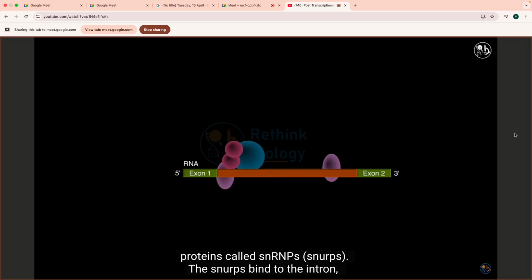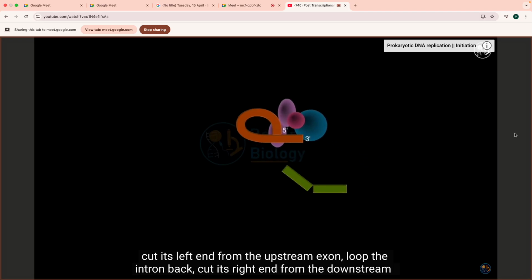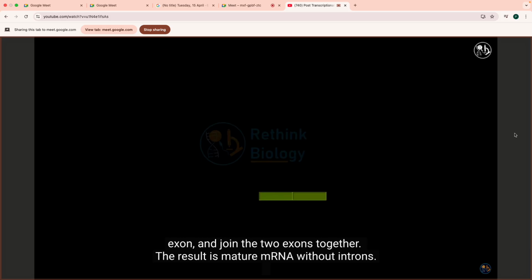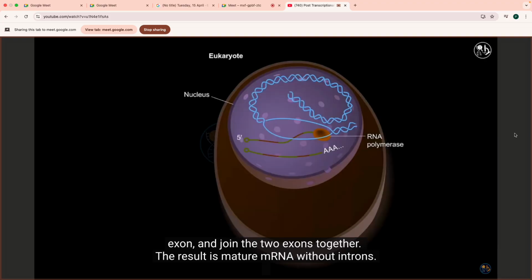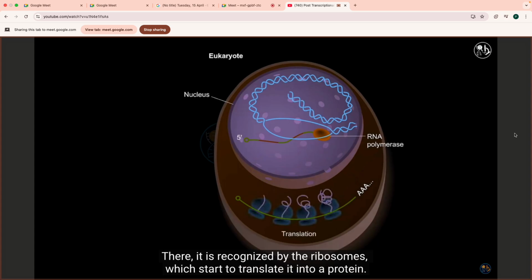The SNRPs bind to the intron, cut its left end from the upstream exon, loop the intron back, cut its right end from the downstream exon, and join the two exons together. The result is the mature mRNA without introns. After the pre-mRNA is processed, the mature mRNA leaves the nucleus and enters the cytoplasm. There, it is recognized by the ribosomes, which start to translate it into a protein.